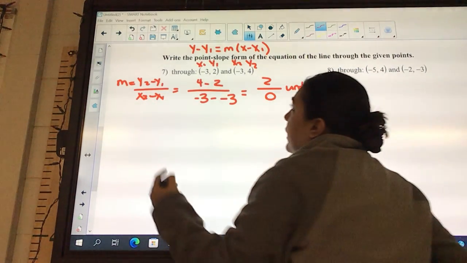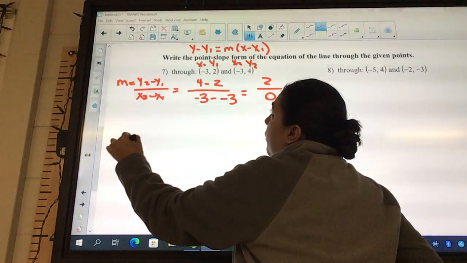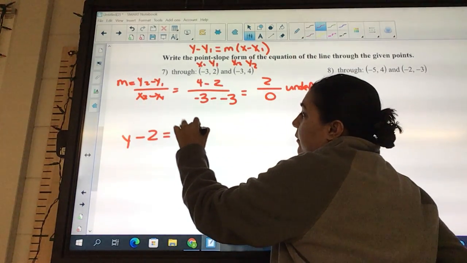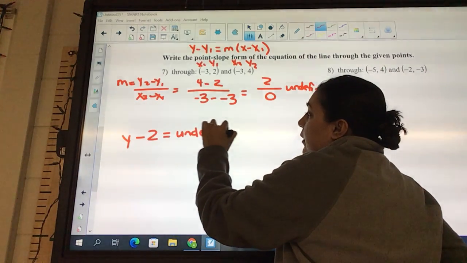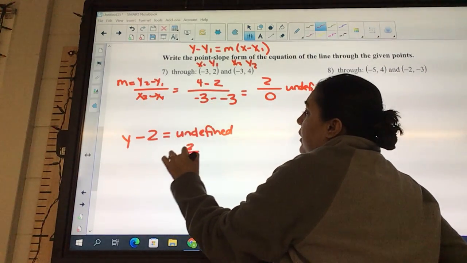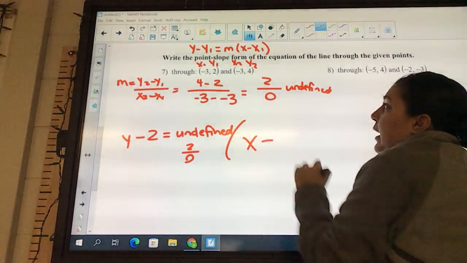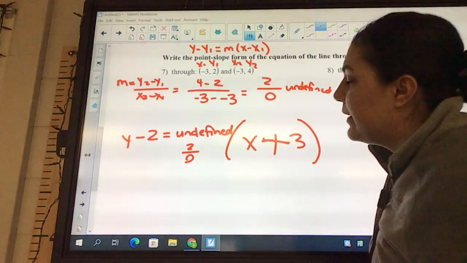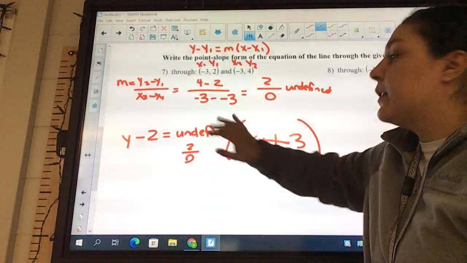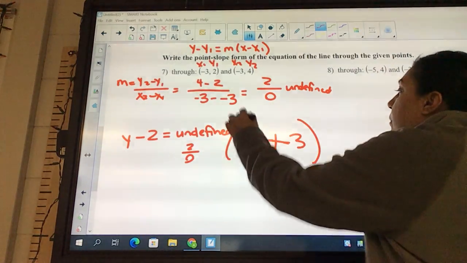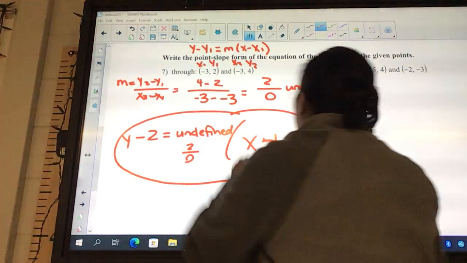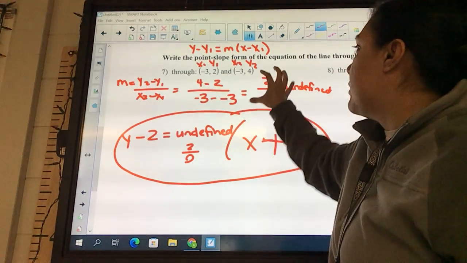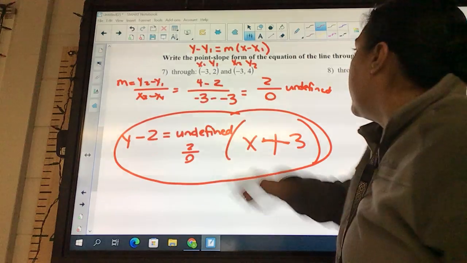And so really, if you're plugging it in point slope formula, you're going to have y minus 2 equals undefined, or 2 over 0, x minus my x1, which is negative 3. Okay, now that's not technically your answer. We don't write it like this. When it's undefined, it's just undefined. But just to give you an example to do with this one, you're still going to plug it in point slope after you found your slope, okay?